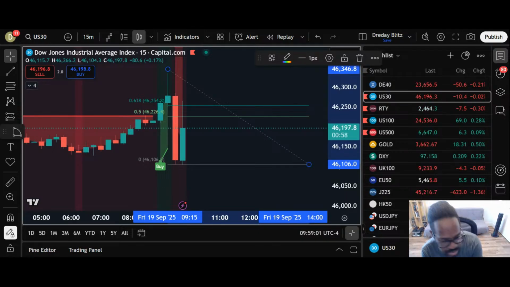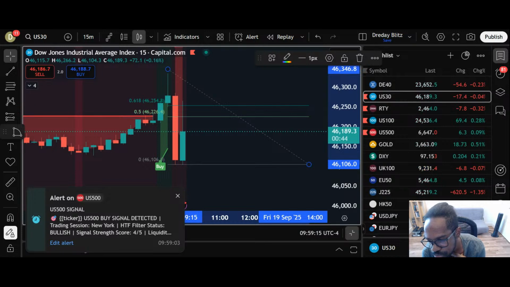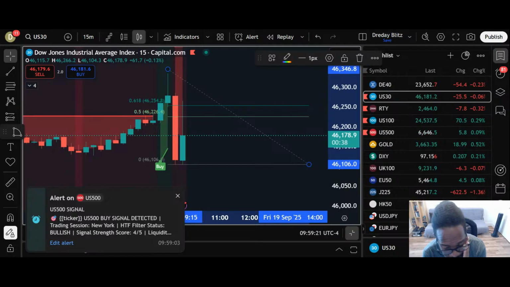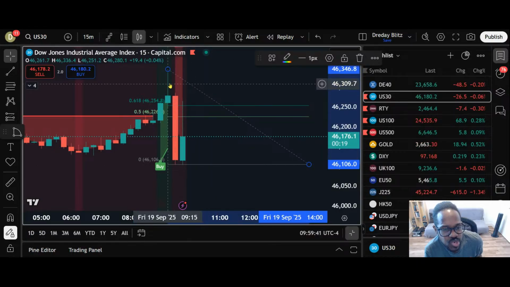Okay, S&P 500 is a buy also. So we have German 40 for sell, US30 for sell, Russell 2000 for sell. We have a Nasdaq buy and S&P 500 buy. All right. And I showed you guys how to set up a retracement here off of the candles, off of only one candle. So a fib retracement here off of one candle.